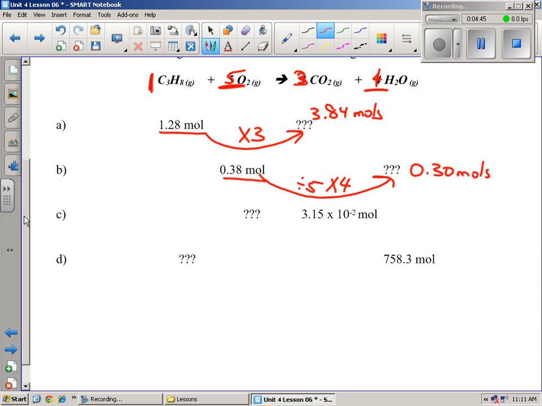Okay, good so far? Yeah? So you're using the balanced chemical equation to move N around. This one here, I got 3.15 times 10 to the negative 2. How many moles of oxygen would I have to use to make that for the carbon dioxide there? Well, once again, can I go backwards like this? Sure you can. This is the ratio that I need to use.